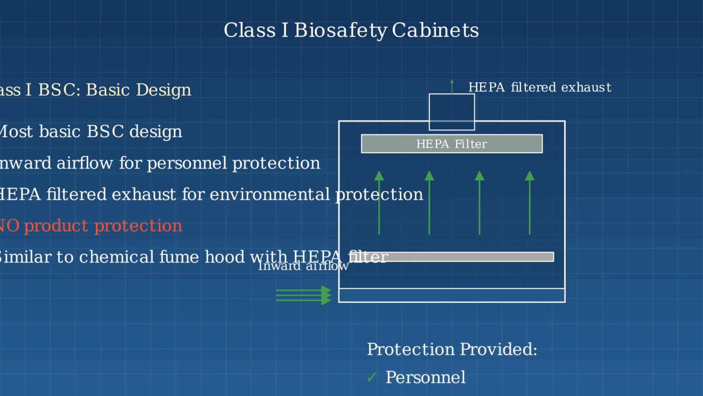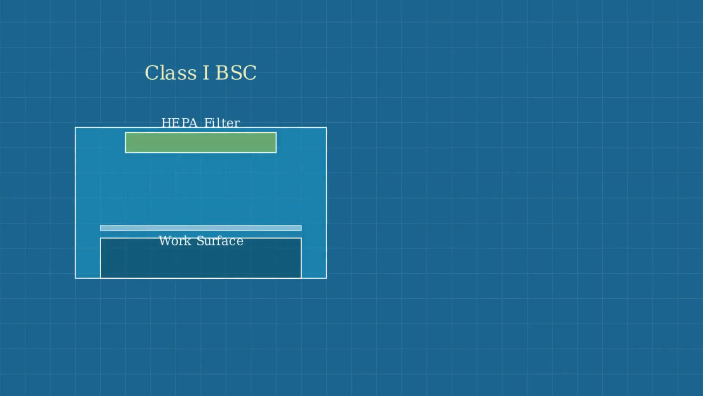Importantly, Class 1 cabinets provide protection for laboratory personnel and the environment, but they do not protect the research materials from contamination. This is because room air, which may contain contaminants, flows directly over the work surface and samples. Class 1 biosafety cabinets provide protection for the operator and environment, but not for the product or samples being handled. Air is drawn in through the front opening, providing a protective barrier between the work area and the operator.